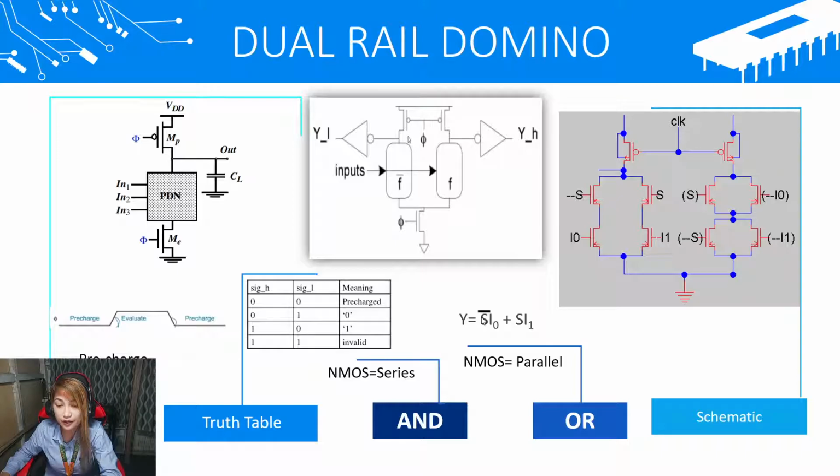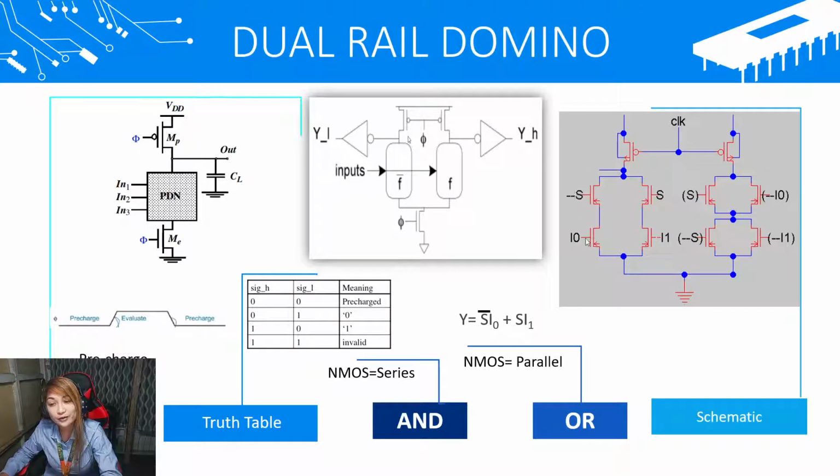So, S bar in series with I sub 0. OR means they must be in parallel with S I sub 1. So this is our first circuit, and the second circuit is the complement of this circuit.